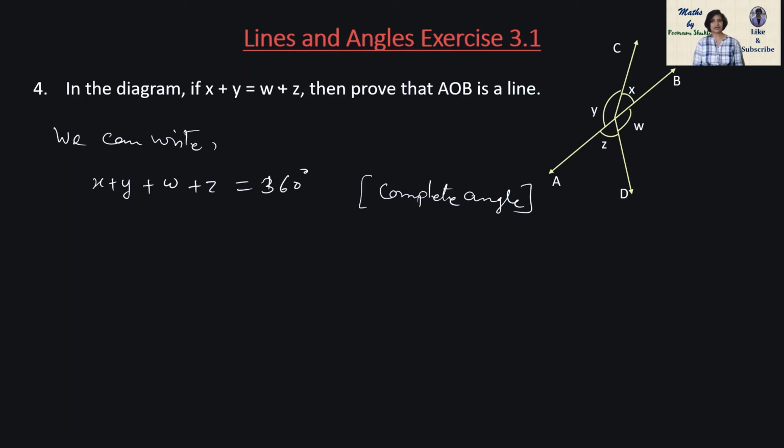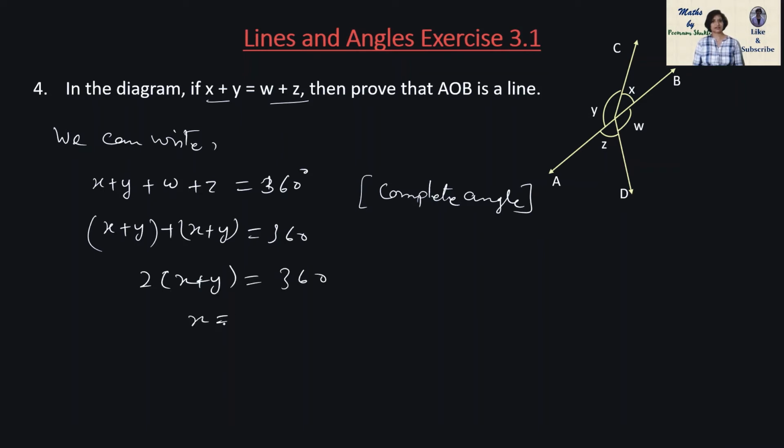Okay, so now it says if x plus y equals w plus z. So in place of w plus z, we can write x plus y. Clear? So what we got? 2x plus y, we got 2 into x plus y. This is 360. So x plus y equals 180 degree. We will divide this 360 by this 2. So we will get 180 degree.